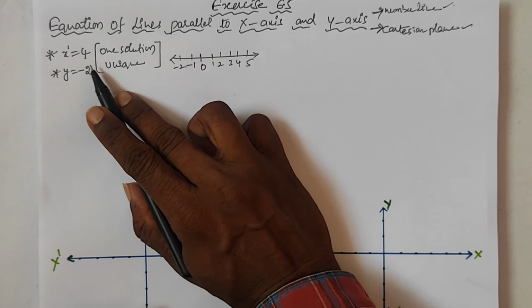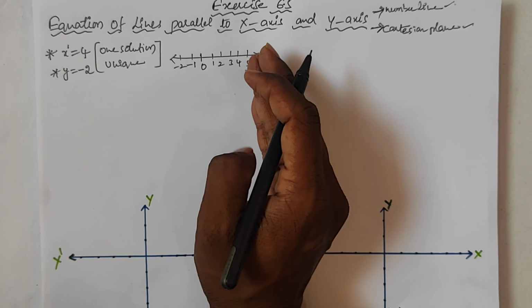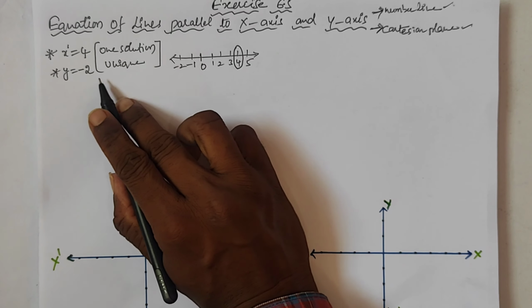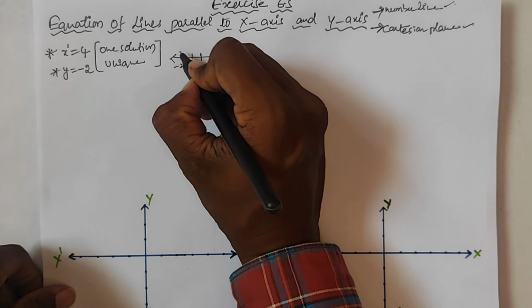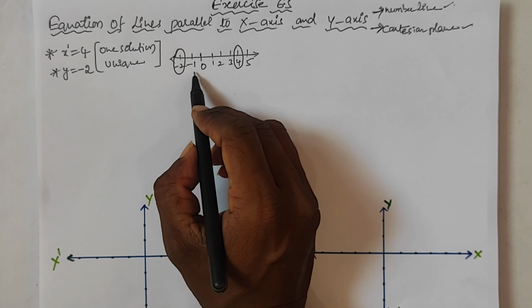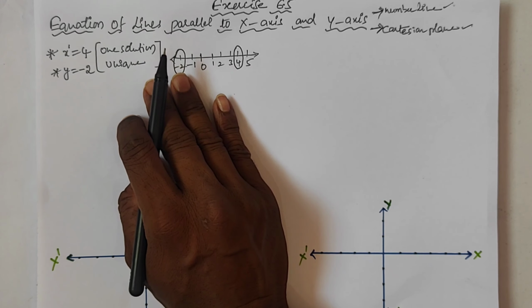Now we have to represent x equals 4 on the number line. So 4 lies to the right of 0. So here 4 is the answer. Suppose you want minus 2, that is y equals minus 2, you can take a separate line, then you can represent minus 2 like this. This is the general form, nothing but the number line.